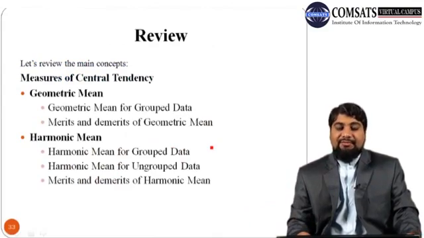So let us review what we have discussed in today's session. We discussed measures of central tendency, and we discussed the geometric mean, how to calculate geometric mean for ungrouped data as well as for grouped data with the help of an example, and then we discussed the merits and demerits of using geometric mean as a measure of central tendency. And then we discussed the harmonic mean for grouped data as well as for ungrouped data, and we also discussed the merits and demerits of using harmonic mean as a measure of central tendency.